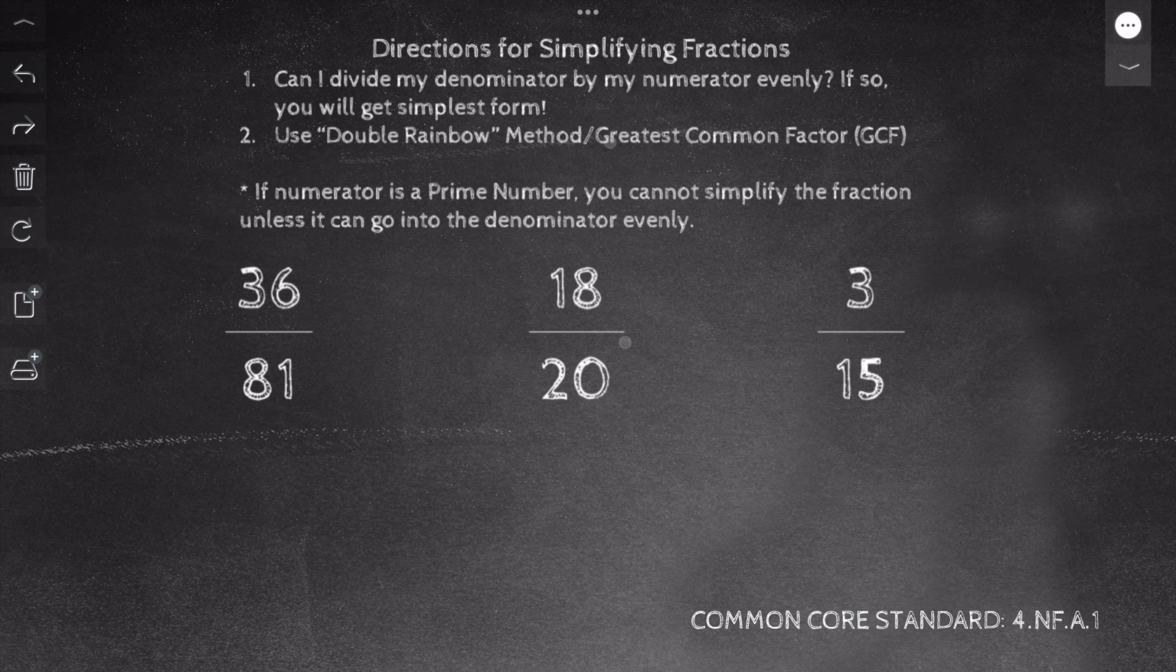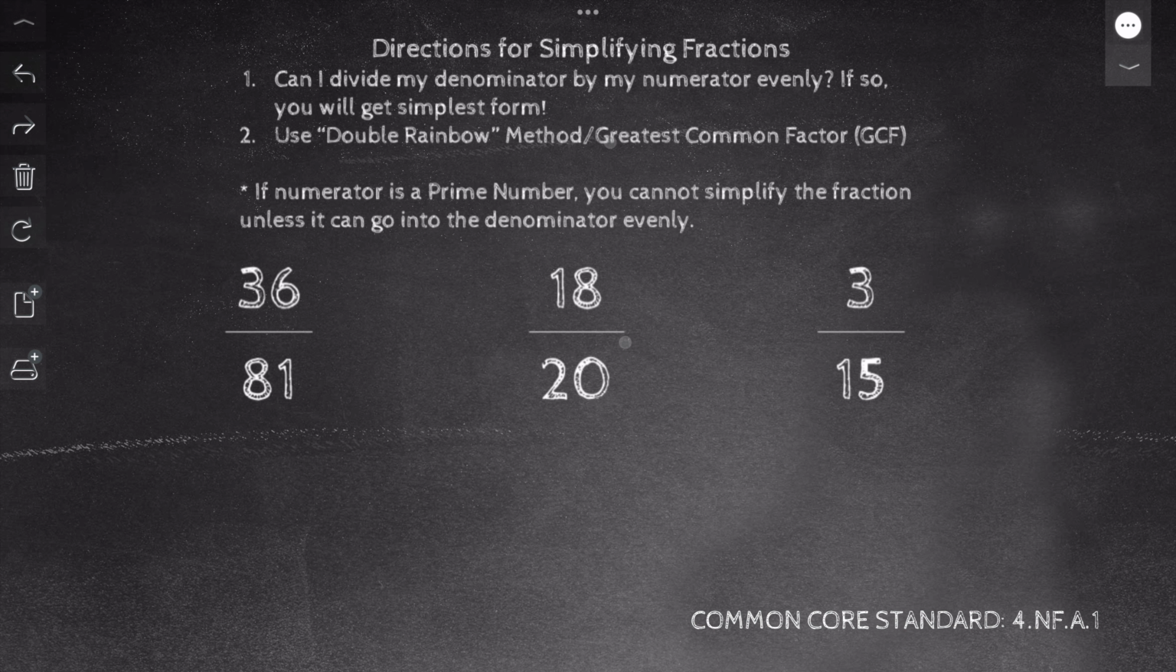First, you want to ask yourself if you can divide the denominator by the numerator evenly. If so, it will get the simplest form. Second, I like to use what I call my double rainbow method or my greatest common factor. And a side note, if my numerator is a prime number and it cannot go into my denominator evenly, then I can't simplify that fraction anymore.